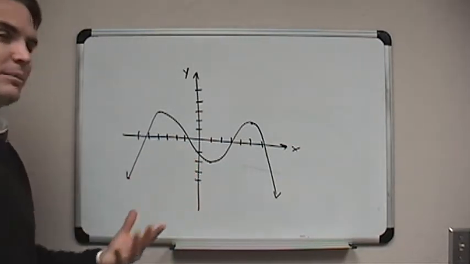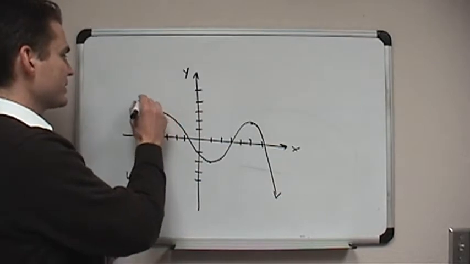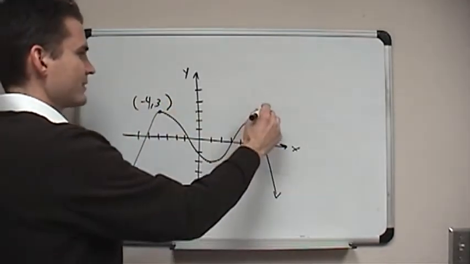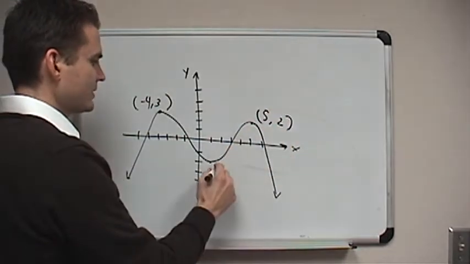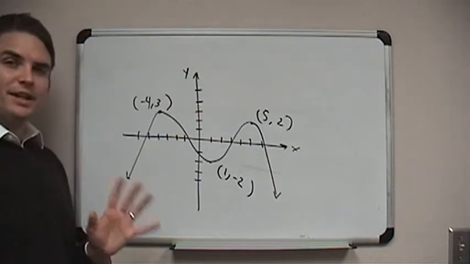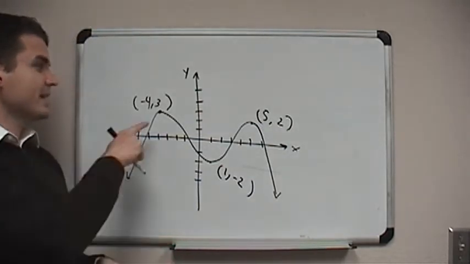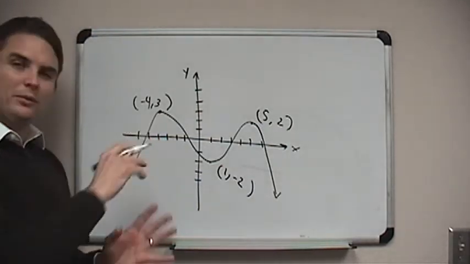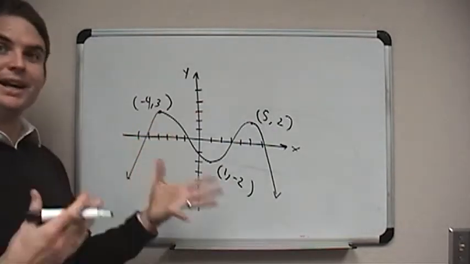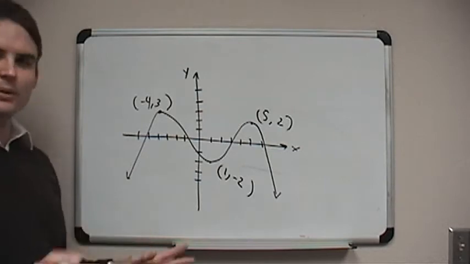Well, let me plug in the points that we talked about. Remember, these points are known. This was (-4, 3). This is (5, 2). This is the ordered pair (1, -2). Well, this graph does have an absolute maximum. It has an absolute maximum right here. Why? Because it's the largest y value. This point has the largest y value anywhere on the graph.